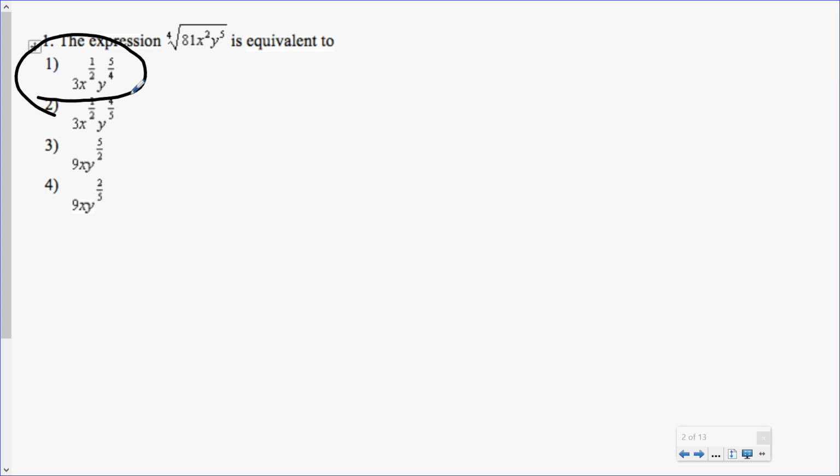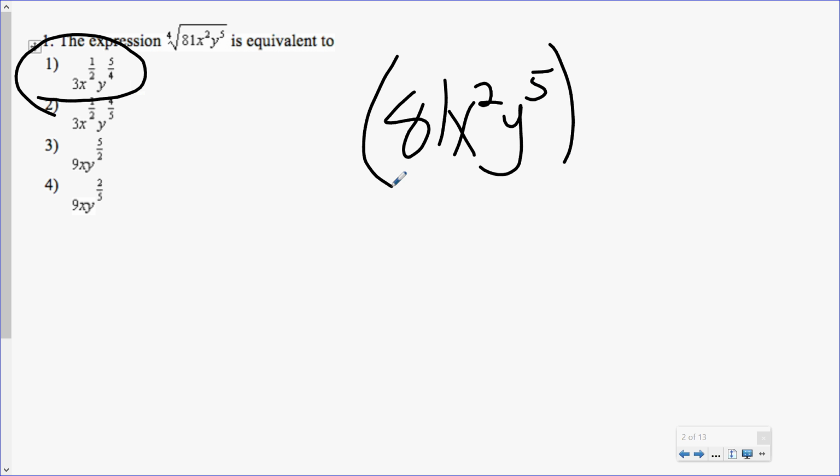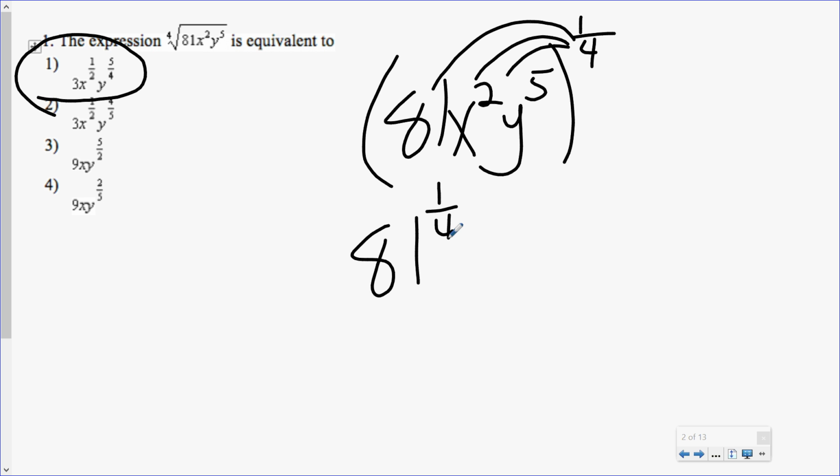Radicals of fractional exponents. That's the first step. Do I see a radical? Yes. So I'm going to rewrite it as a fractional exponent. The fractional exponent is always the power over the root. Get rid of parentheses. Everything gets the 1/4 power. 81 gets the 1/4 power.